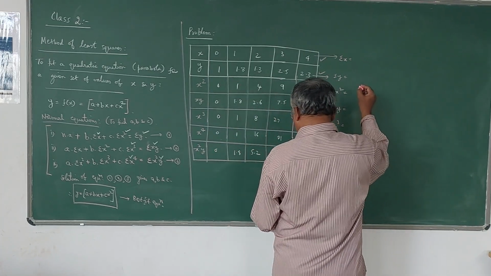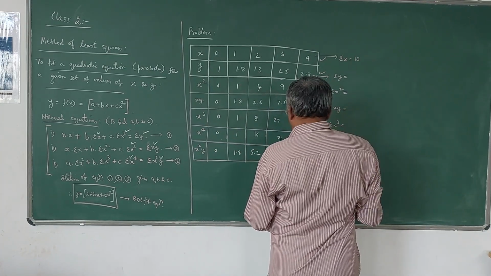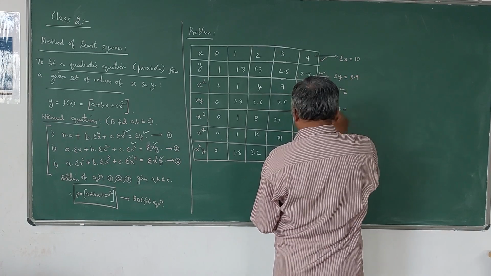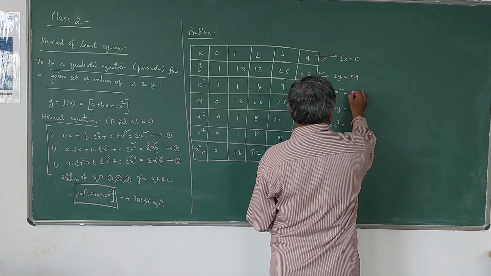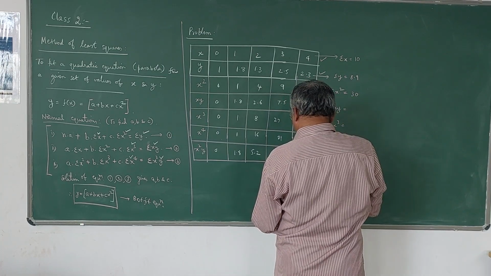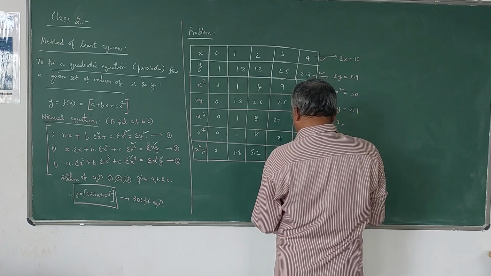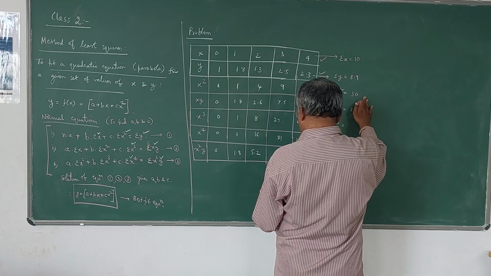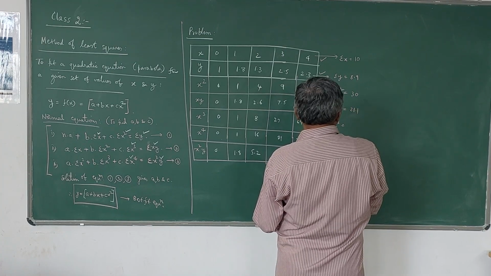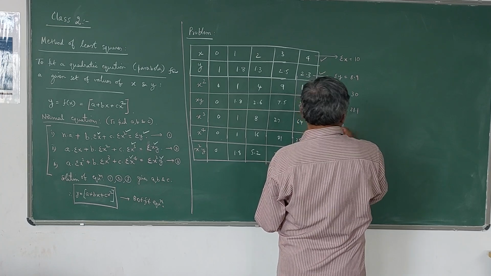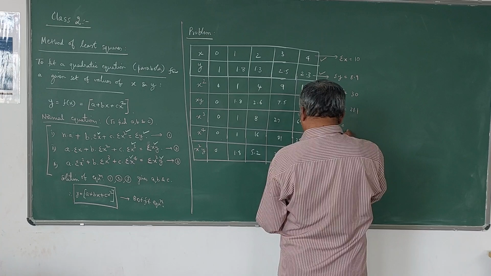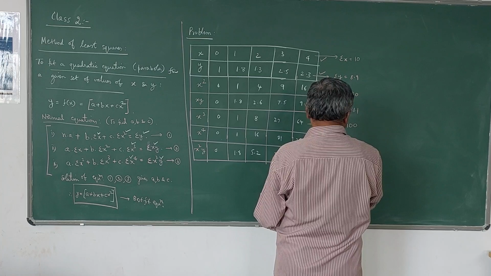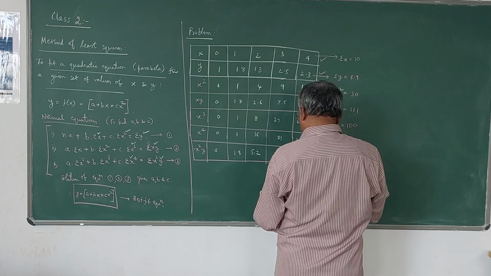So sigma x you are getting 10. Sigma y you are getting 8.9. You can just check the values. Sigma x square you are getting 30. Sigma xy you are getting 21.1. Then sigma x cube 100. Sigma x power 4 is 354. Then sigma x square y is 66.3.